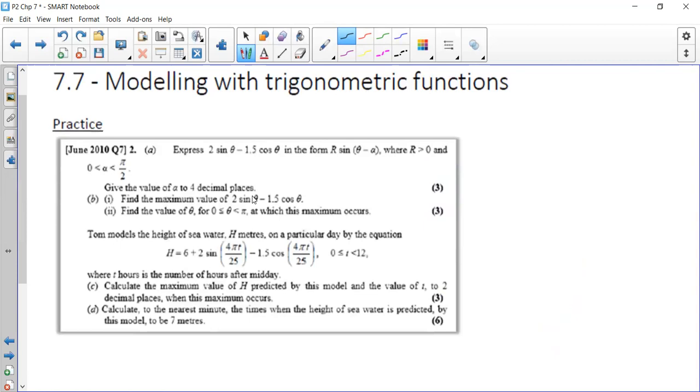Next one, practice. Pause the video and have a go at the question. Do part A and part B first, and then I'll give you the answer to those. Once you're ready for that, you can do part C and part D, because if you got part A and part B wrong, then unfortunately you'll get part C and part D incorrect, and I don't want to waste your time. So pause the video, have a go at part A and part B. When you're ready for the answer, you can press play.